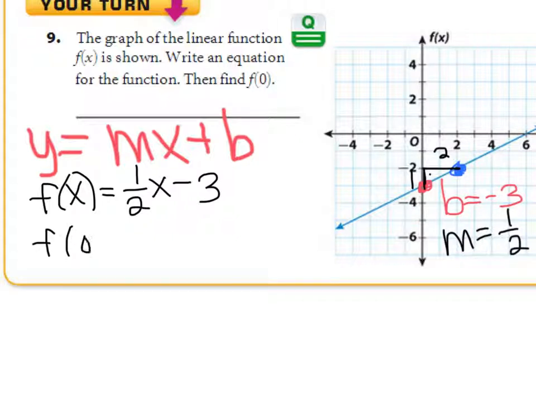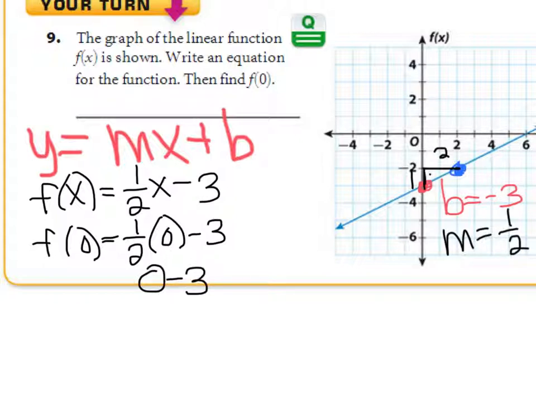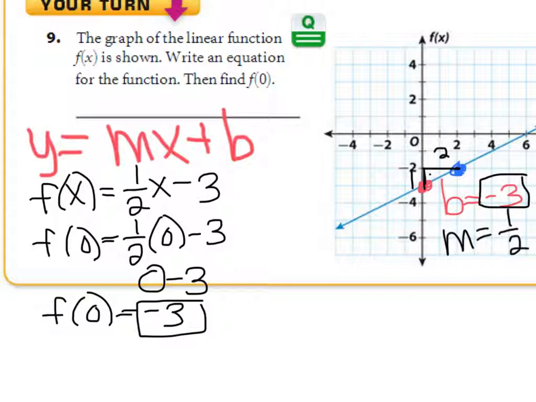Well, again, if you forget, we can plug 0 in. So it'd be 1/2 times 0 minus 3. 1/2 times 0 is 0. Subtract that by 3 means that f of 0 equals -3. Hopefully you realize that that is the same as our b value. So anytime they ask you to find a function of 0, they are asking you for the y-intercept.